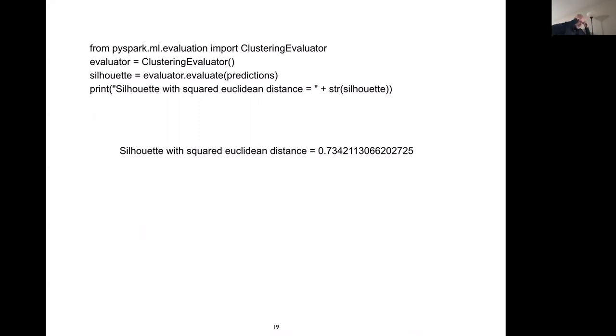Now with the Iris data set, what we can do is we can actually plot it with two-dimensional data. We can see the clusters, and then we can decide which clusters are where.